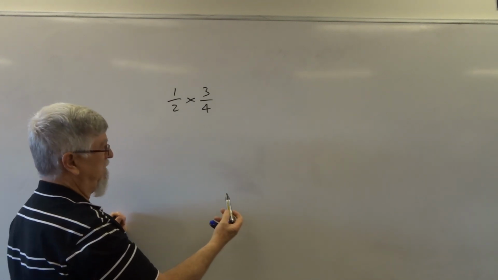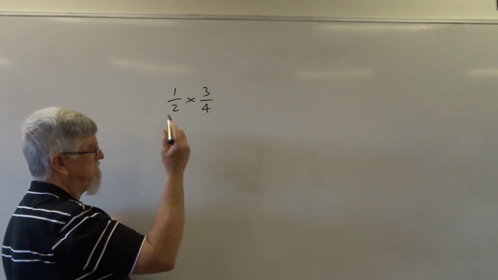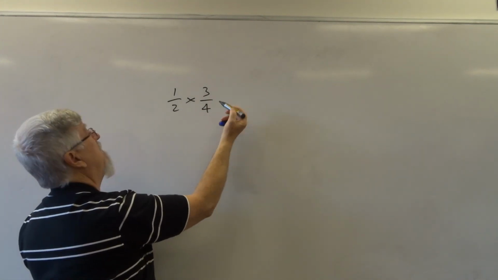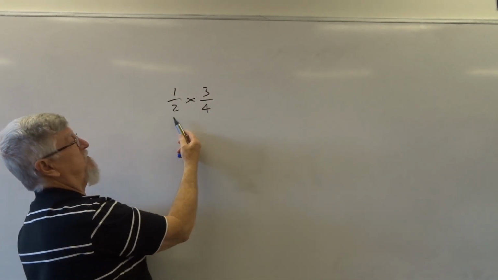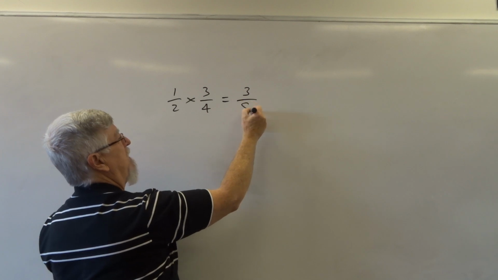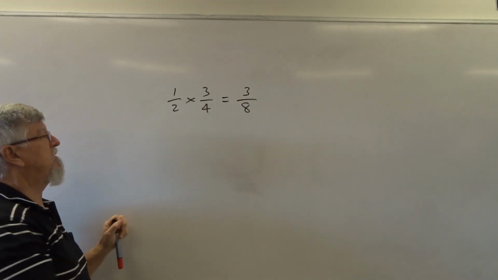I do find some people get mixed up between tops and bottoms. Of course we can call them numerators and denominators. So those two are the tops and those two are the bottoms. So 1 times 3 is 3 and 2 fours are 8. Nice and simple. Do another one.